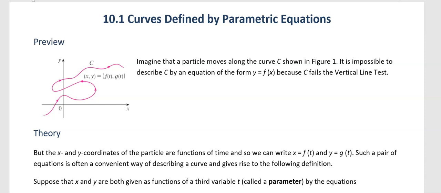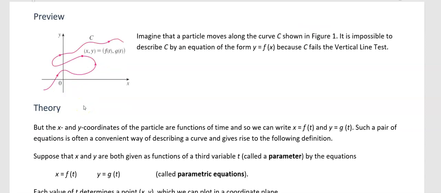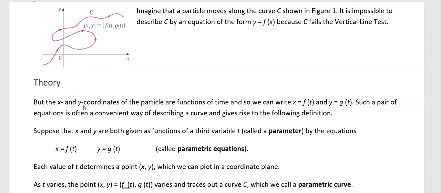So here we have this image on the left, and it's a real loopy curve. It goes all over the place. So imagine that a particle moves along this curve, C. It's impossible to describe C by an equation in the form of f of x because C fails the vertical line test. And we know that if we were to draw a vertical line through the curve C, it would definitely fail. So it doesn't seem like a function.